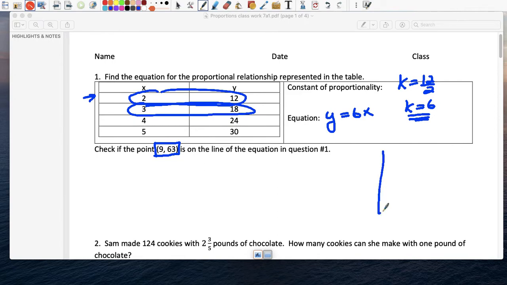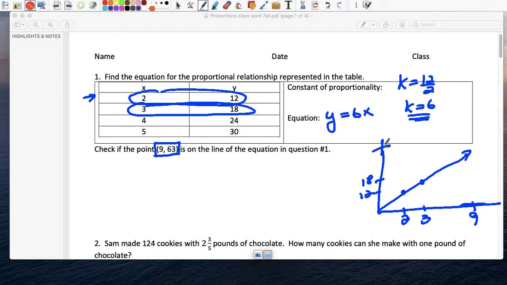So remember, this would be the line. So this would be 2, and right here, this would be 12. This would be 3, right? And this would be 18. But they're asking me, what about 9 and 63? Okay, well, let's put 9. And this is 63. Where is it?